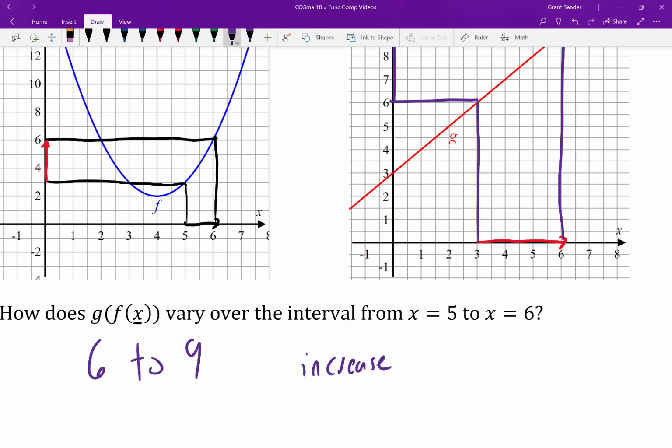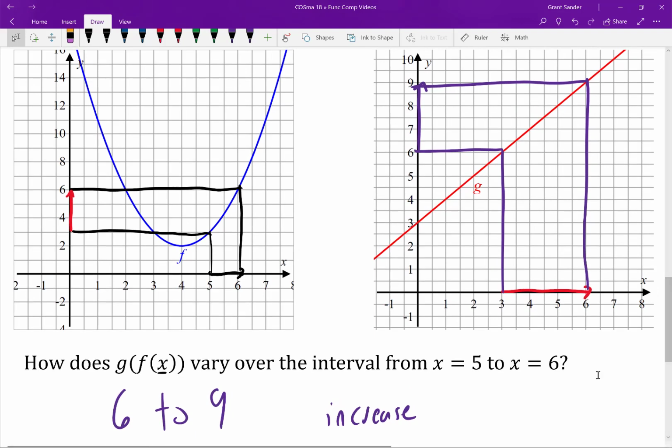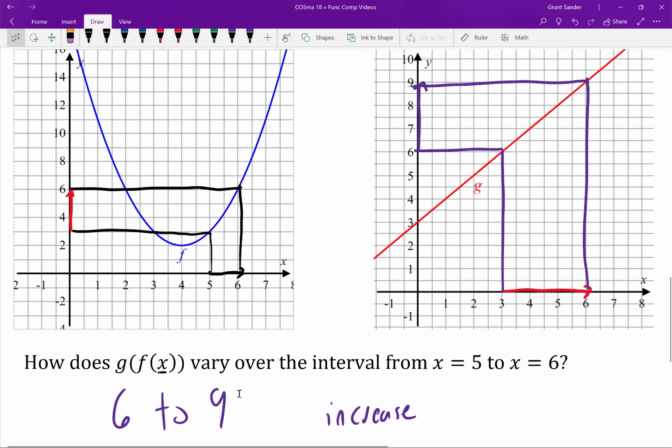So again, this is kind of a hard idea, but you just think about the input to f varying by some amount and decide how f of x varies over that interval. And when you know how the output of f varies over the interval, you can use that variation as the input to this function g and think about how the output of g varies over that new interval.